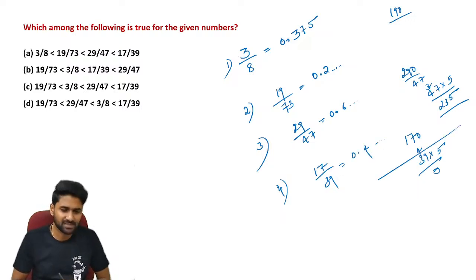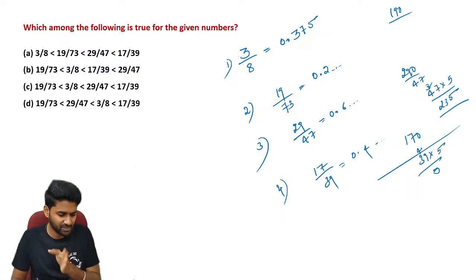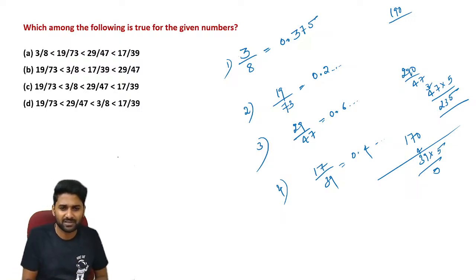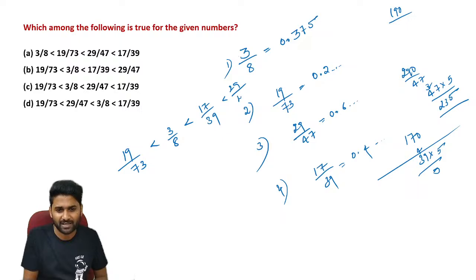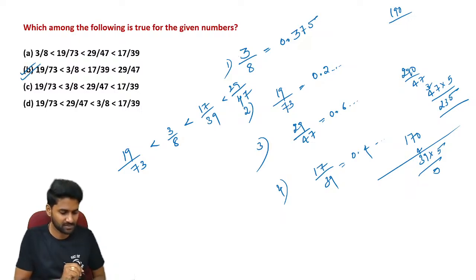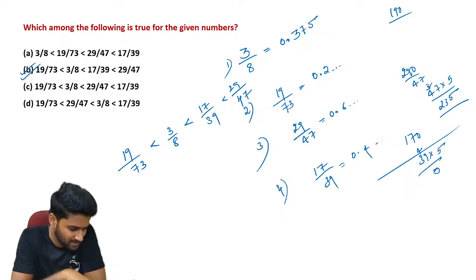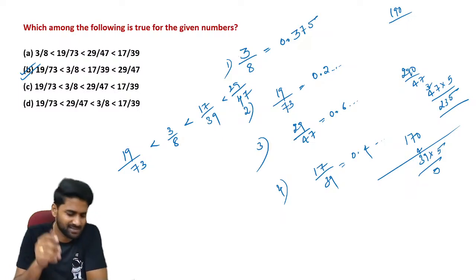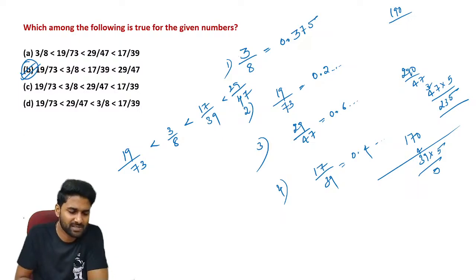So if you observe that, we are converting the entire fraction into decimals. So 19 by 73 is the smallest number when compared to 3 by 8. Again, it is less than 17 by 39. Finally, 29 by 47. So if you observe that, then the best suitable option in these options is B. So is it clear? Try to convert it into the decimal value, then you can easily compare the data. So B is the suitable answer.